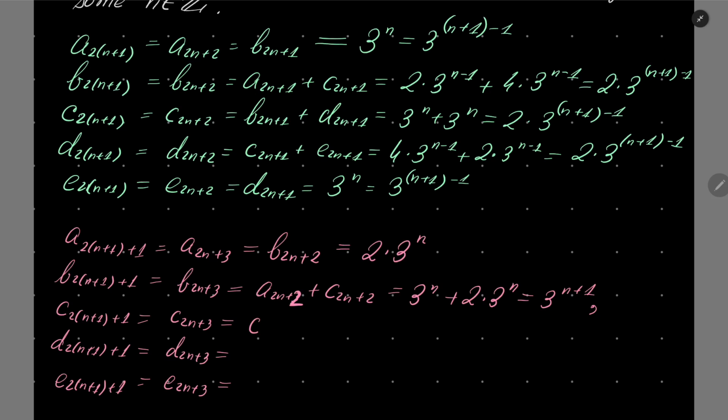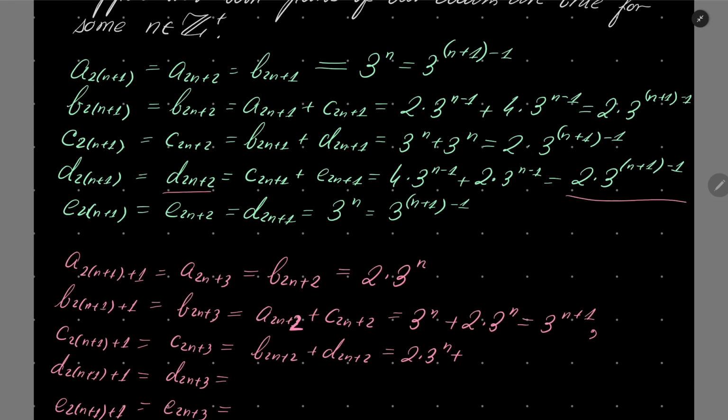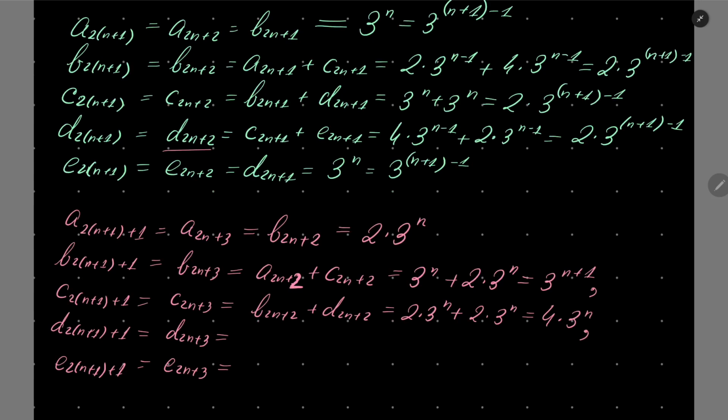so it's b to n plus 2 plus d to n plus 2, which is b to n plus 2 is 2 times 3 to the power of n, d to n plus 2, it's 2 times 3 to the power of n as well. So it's 4 times 3 to the power of n. And then we have c to n plus 2, e to n plus 2. So it's c to n plus 2. It's 2 times 3 to the power of n plus 3 to the power of n, yes, it's right. 3 to the power n plus 1.